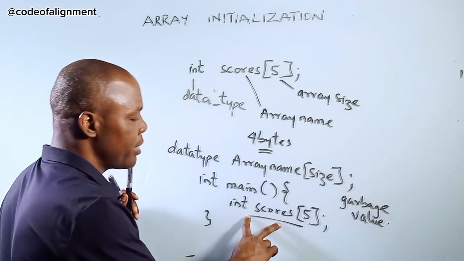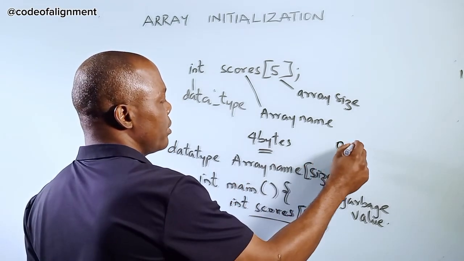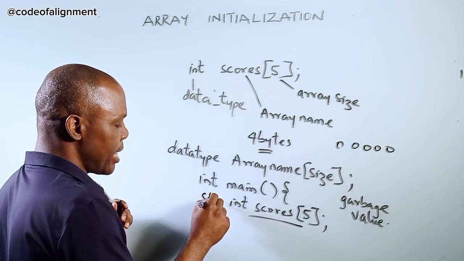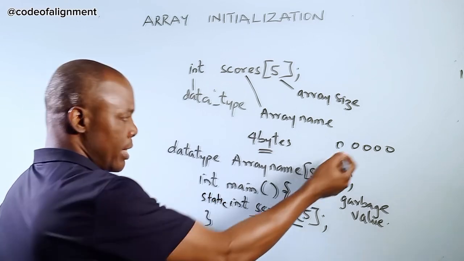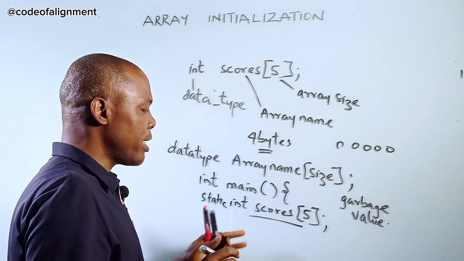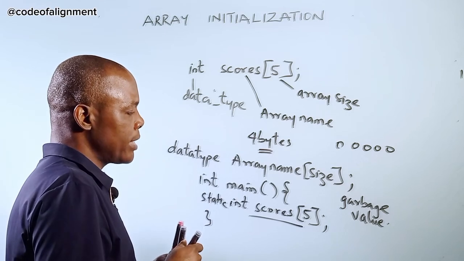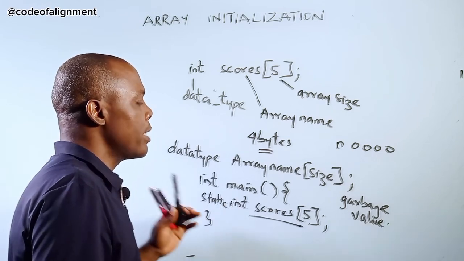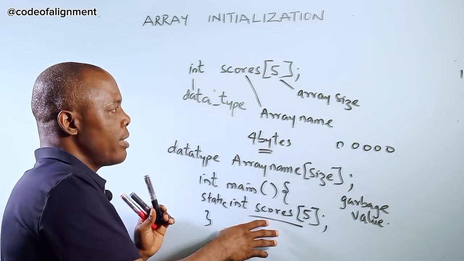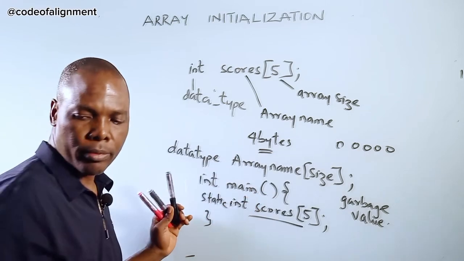But if this array is declared outside of this main function, then the initial values will be what? 0, 0, 0, 0. Or if we add static here, then that will also be value 0. So you have to take note that those are the various ways the values can be assigned to array elements. Now, how do we initialize this array? There are several methods we can use to initialize the array. So that I'm going to explain.